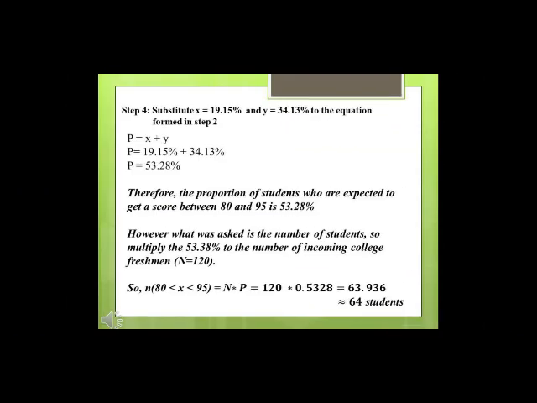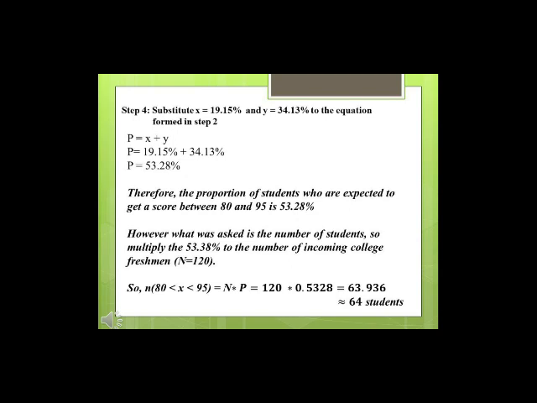At this stage, let us substitute the values of x and y in the equation we formed based on the graph. Since we have P equals X plus Y, then P is equal to 19.15% plus 34.13%. So, we have P equals 53.28%. Therefore, the proportion of students who are expected to get a score between 80 and 95 is 53.28%.